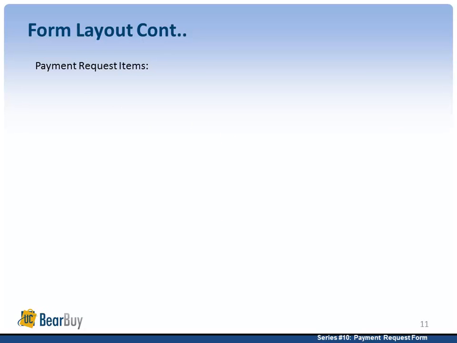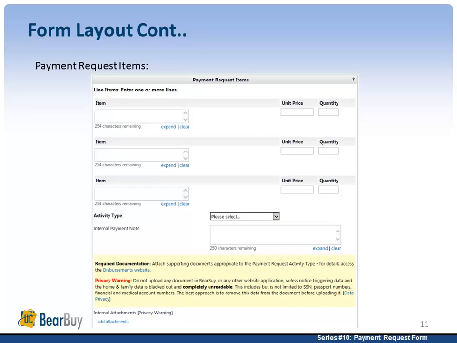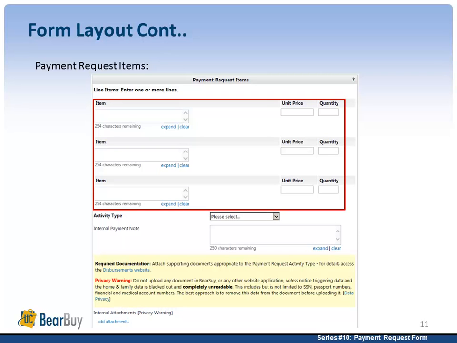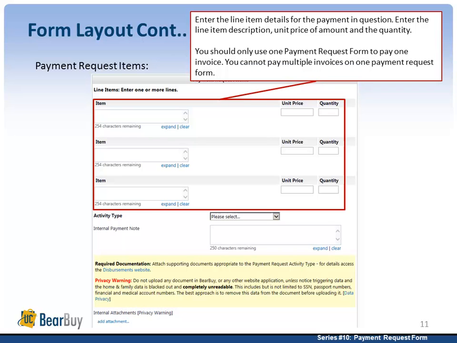Now let's enter the payment request item section. In this section, you'll be entering all the detail related to what needs to be paid. The first is the item description, unit price, and quantity. You'll have to enter the line item details for the payment in question. Enter the line item description, unit price or amount, and the quantity.